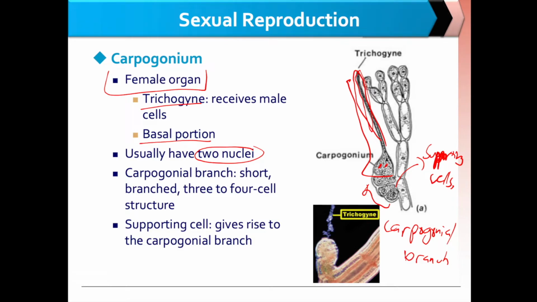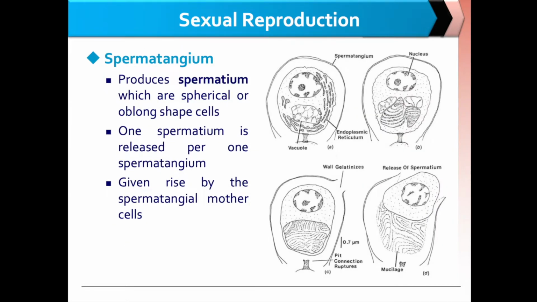Yung mga supporting cells naman natin na to, ito yung nagigive rise dun sa carpogonial branch natin. So, yung mga cells na nandito, sila yung magigive rise dito sa mga carpogonial branch na to. That's your supporting cell. So, meron din tayong spermatangium. So, meron tayong carpogonium, the female organ. Meron tayong spermatangium. This one is the one that produces the spermatium or parang yung sperm, which is usually immotile na sphericals na parang bilog-bilog lang na ganyan. Or usually, parang oblong yung shape or spherical na shape. So, mga bilog-bilog, yan yung sperm nila. So, usually, one spermatium ay nare-release per one spermatangium. So, 1:1 yung ratio niyan.